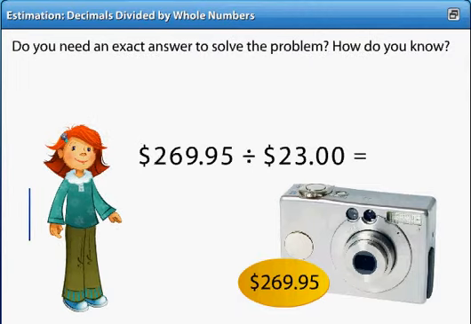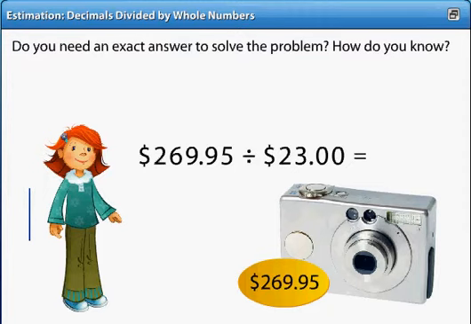Do you need an exact answer to solve the problem? How do you know? Well, you do know because it says about how much. So make sure you're thinking of the type of vocabulary that they're using.